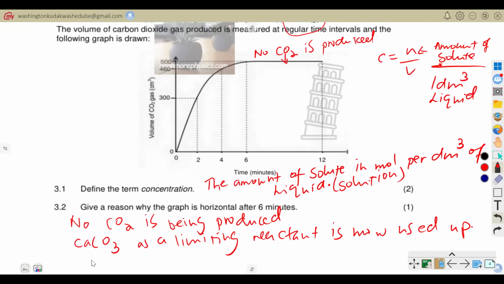Or else you would have just said the reaction has stopped. So you could choose to write it in either this way or that way. So that is what it simply means for that constant line, or that horizontal graph. Now let's go to our next questions. You see that the next questions are on this information, but they are now on another slide.